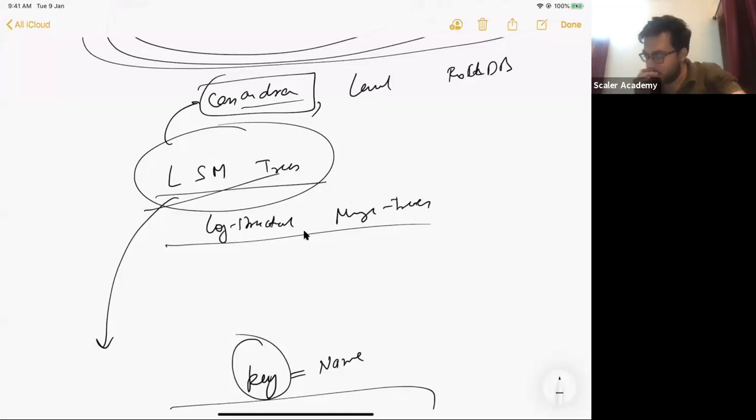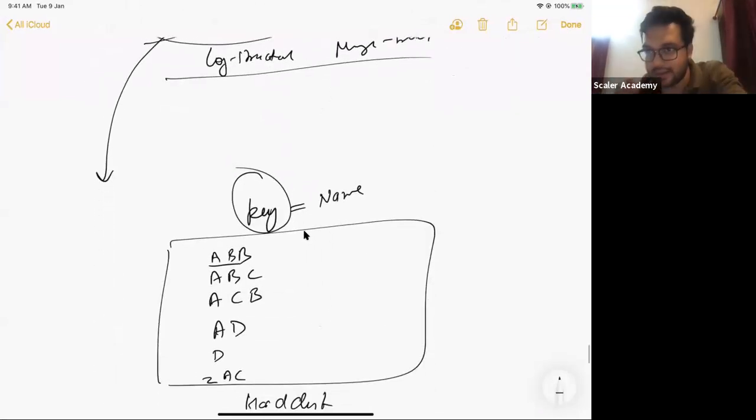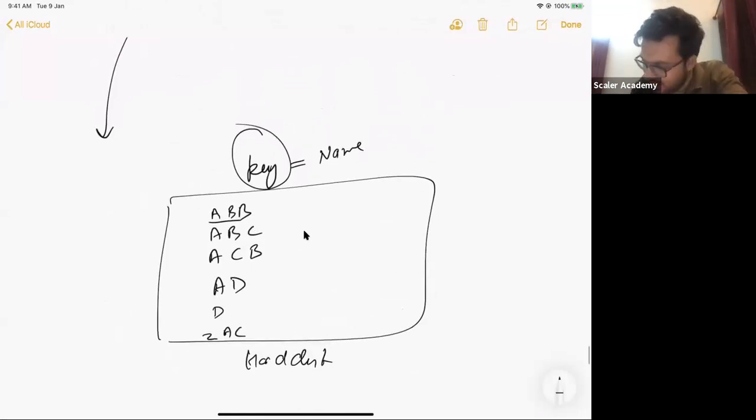Right, cool. So LSM trees give you this functionality that you can store data in a sorted order on your hard disk. Now, this makes the key all the more important. Does it make sense? So now you need to figure out what kind of key you would want to have. Folks, does it make sense?